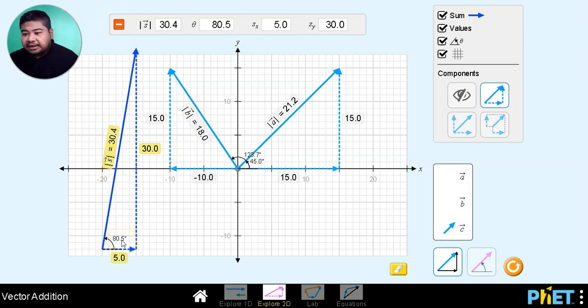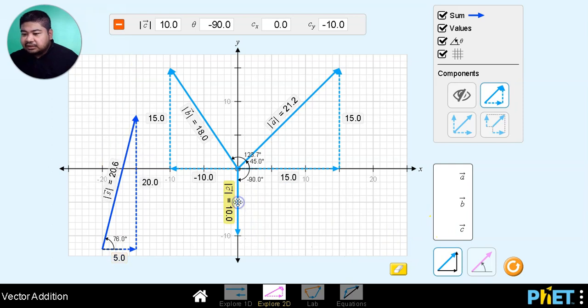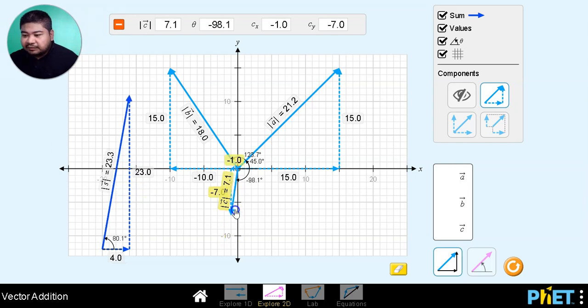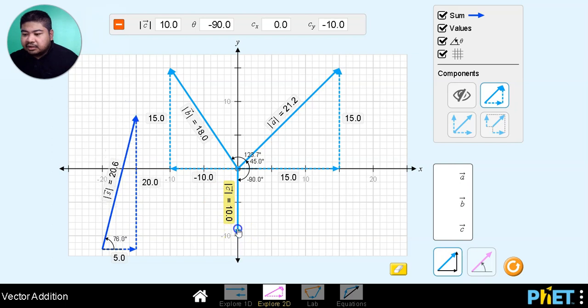Let's say we add another vector, and I'm going to make it so that the vector C here will only affect the vertical height of the resultant vector. So if I change the length, you can see that only the vertical height of the resultant vector is changing. Because we add another vector to the diagram, it changed our resultant vector.